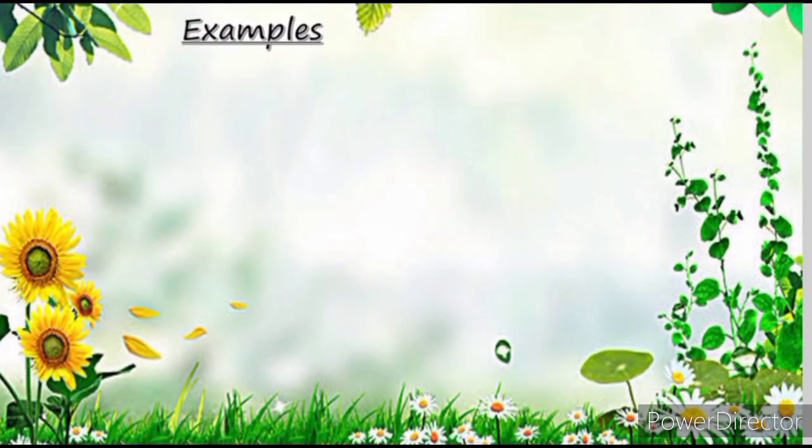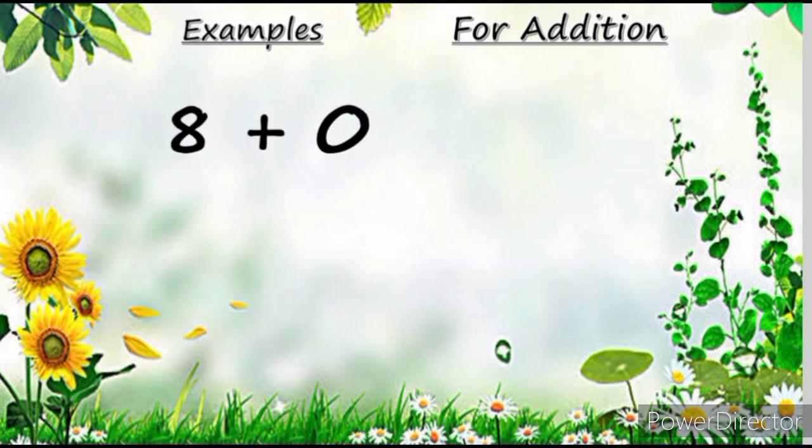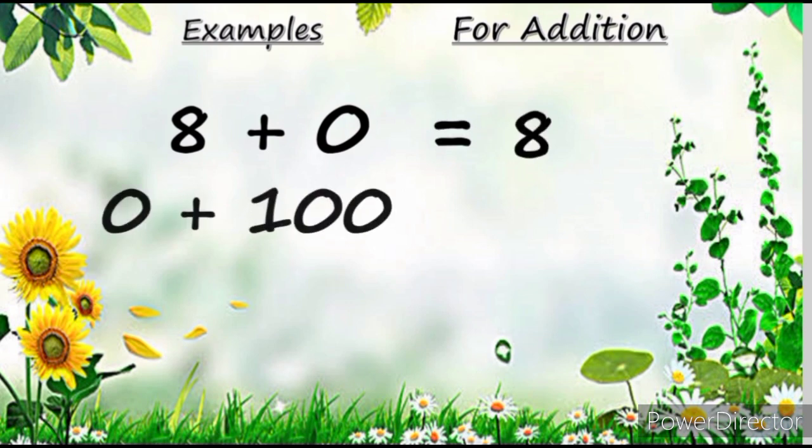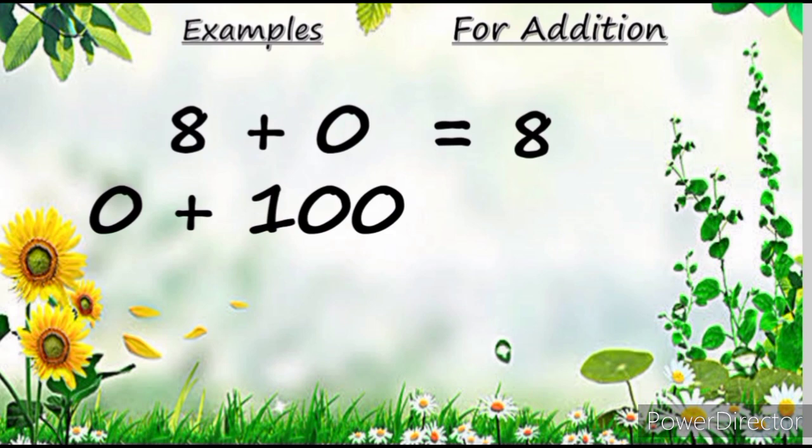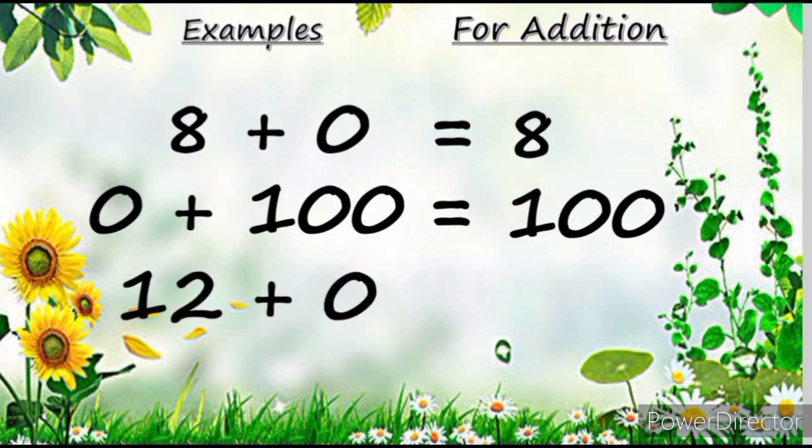Let's have different examples. This is for addition. 8 plus 0 equals 8. 0 plus 100 equals 100. And for 12 plus 0, the sum is 12.